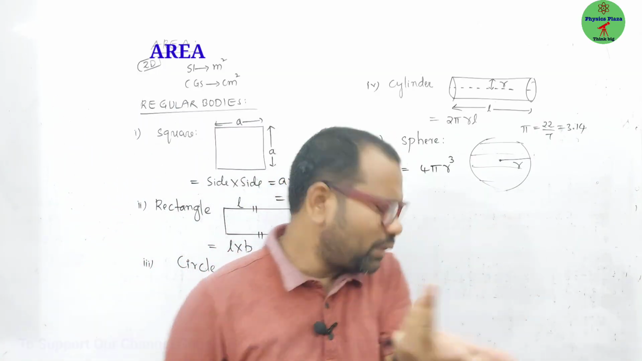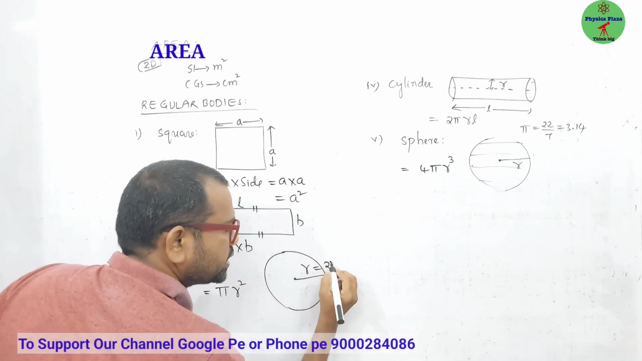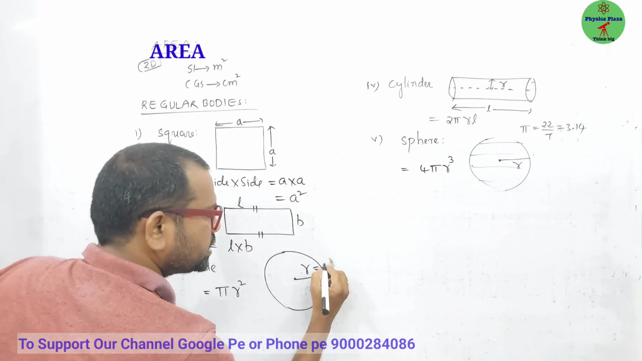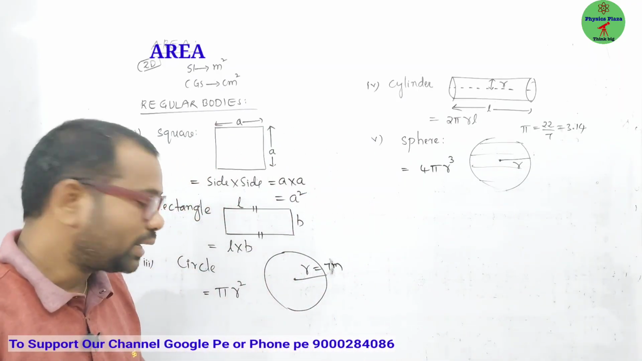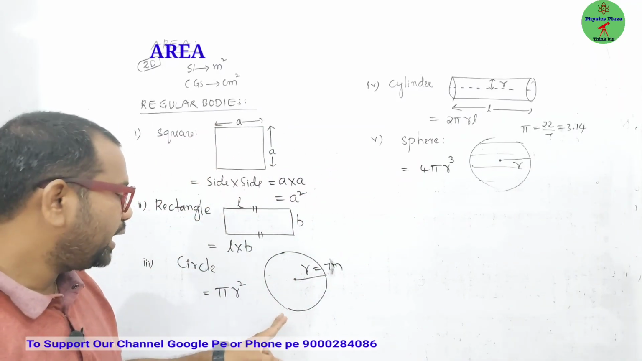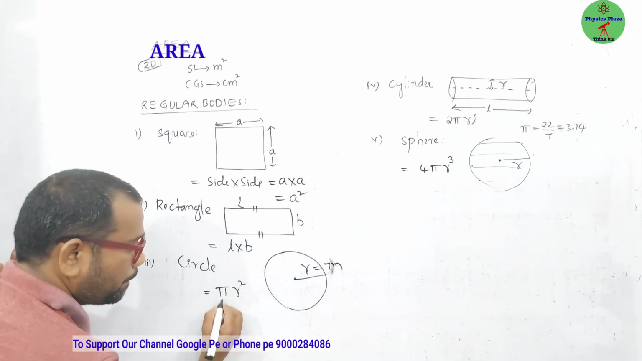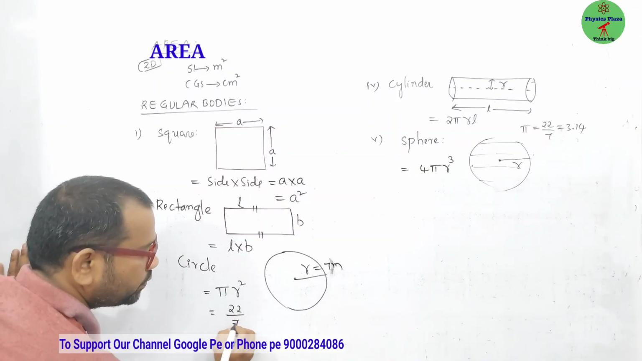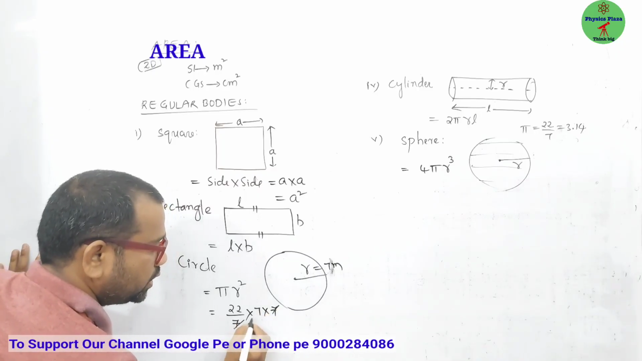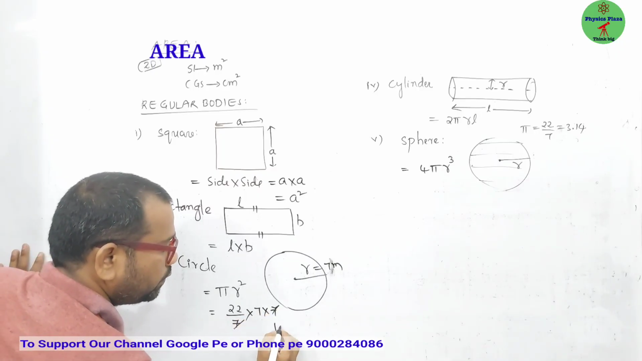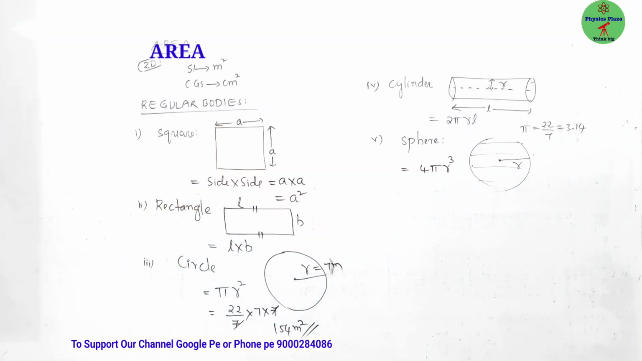Then how to calculate? Let me tell you one example. For example, the area of the circle. Let us say the radius is given as 7 meters, that much big circle. They will ask you to calculate the area of a circle of radius 7 meters. Then use this formula. Pi value is 22 by 7. R square means 7 square, that is 7 into 7. 7 cancel. 22 into 7 is 154 meters square. This is one example to understand how to calculate the area.